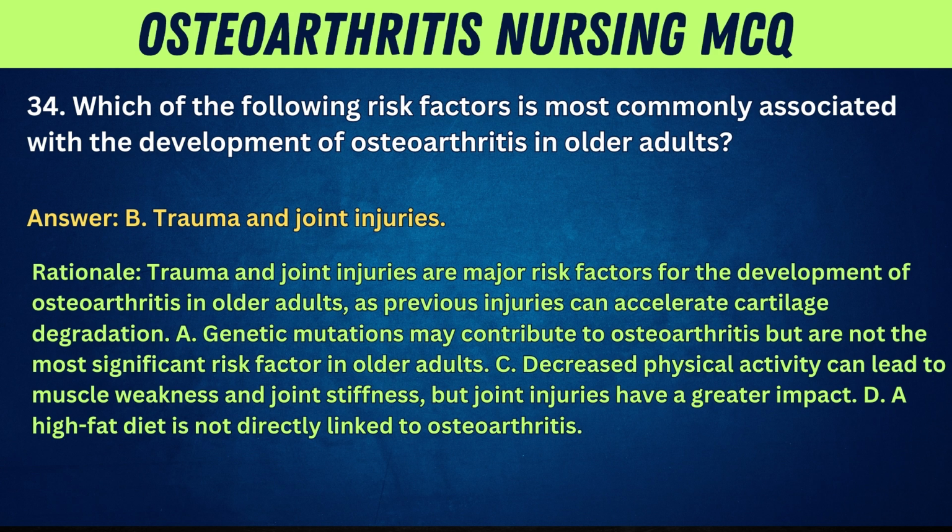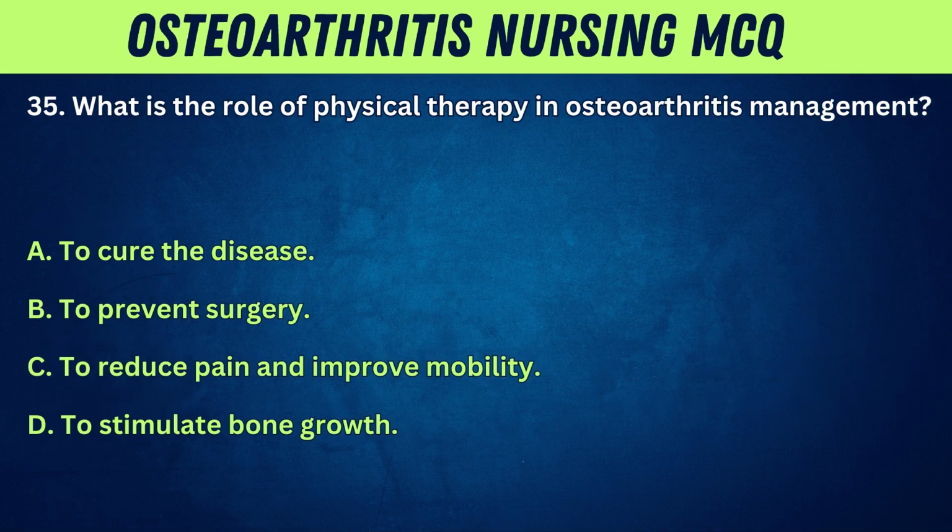Decreased physical activity can lead to muscle weakness and joint stiffness, but joint injuries have a greater impact. D. A high-fat diet is not directly linked to osteoarthritis. 35. What is the role of physical therapy in osteoarthritis management?